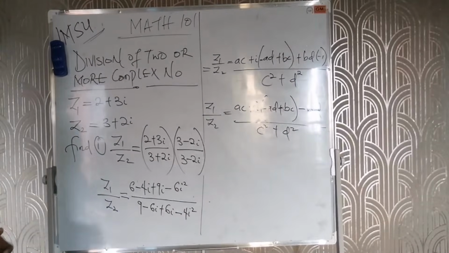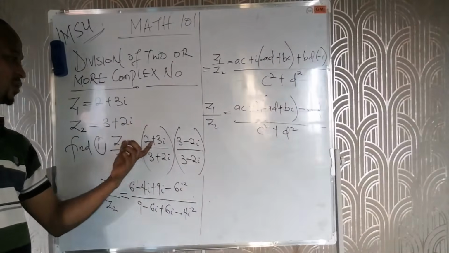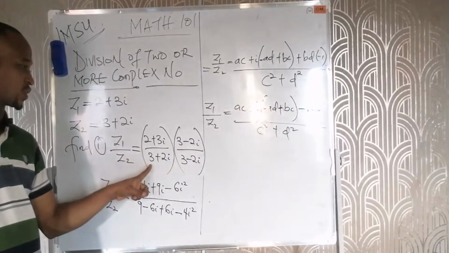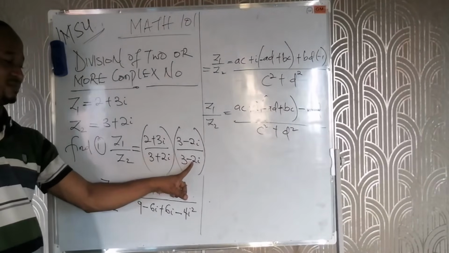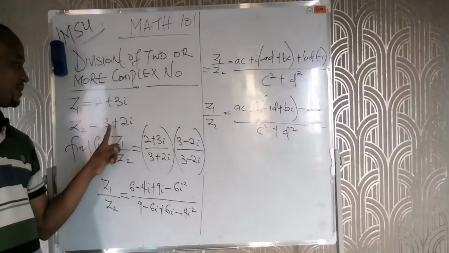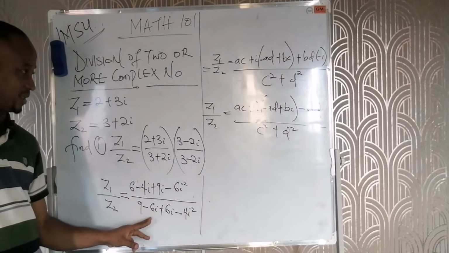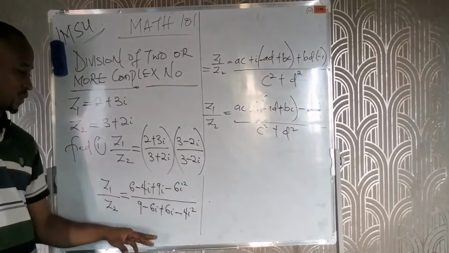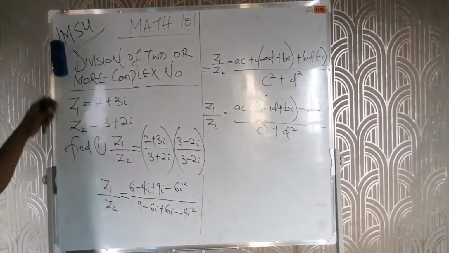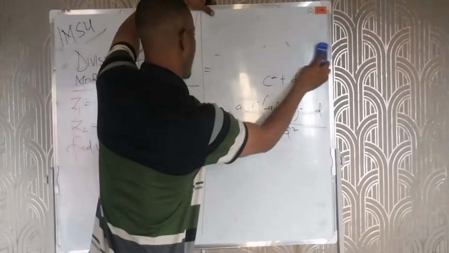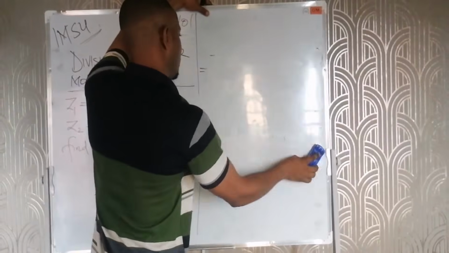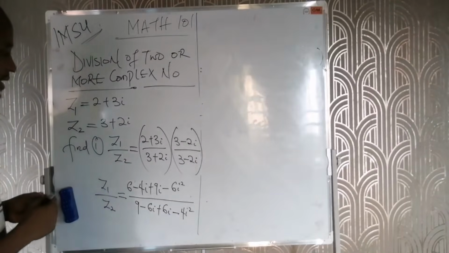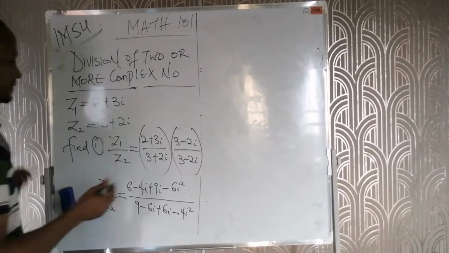Don't forget, if I'm to find the conjugate of the denominator, this will be 3 squared plus 2 squared. But let's see if this will give us the same thing as 3 squared plus 2 squared on the denominator part, right? Let's see. So what we do here is to further evaluate. Let's move on.